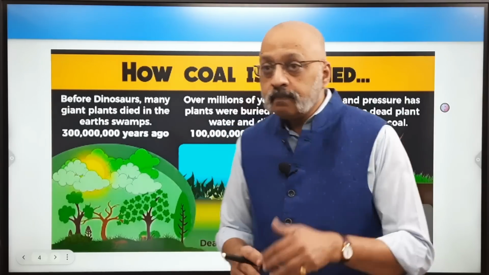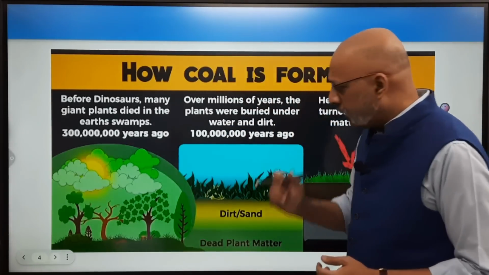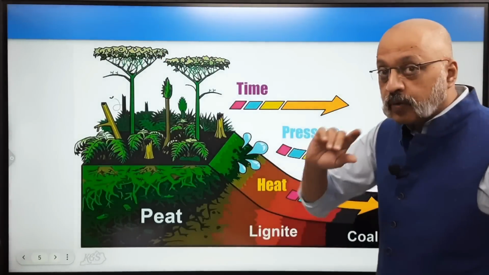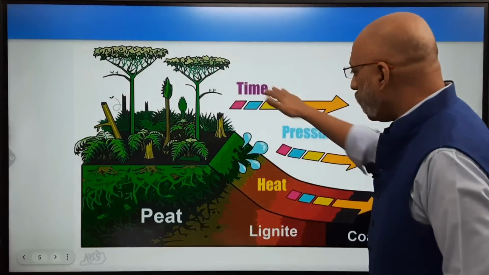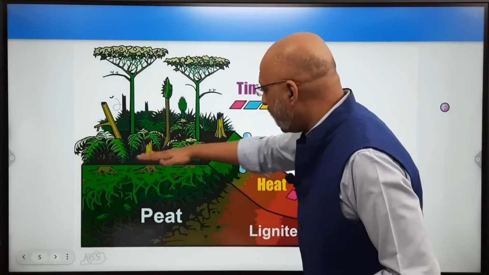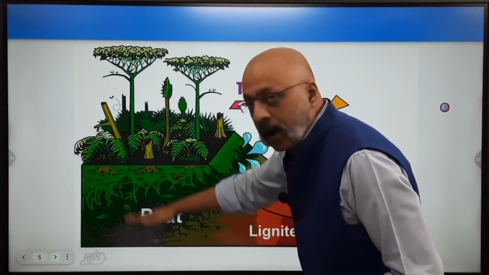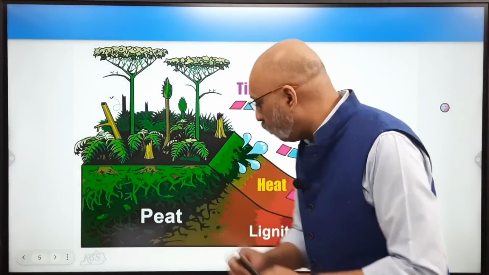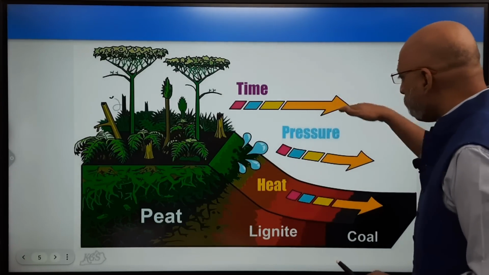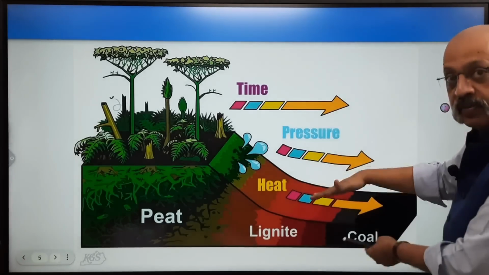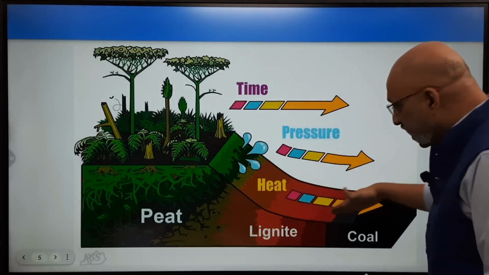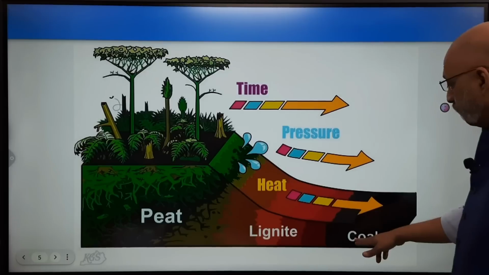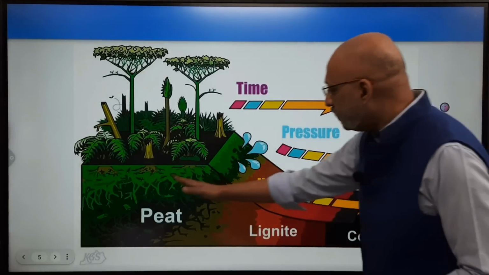Now if you look at the next slide, you will understand it better. Time is of essence, which is why I said over centuries. Over time, the vegetable matter keeps getting decomposed and going down inside the ground. The first stage is peat, which is the first stage of coal. And later on, as time passes, there is pressure as a result of whatever is there on the earth's surface. There is heat which is generated below the earth, and then lignite, and eventually coal is formed. So this is how it is formed.